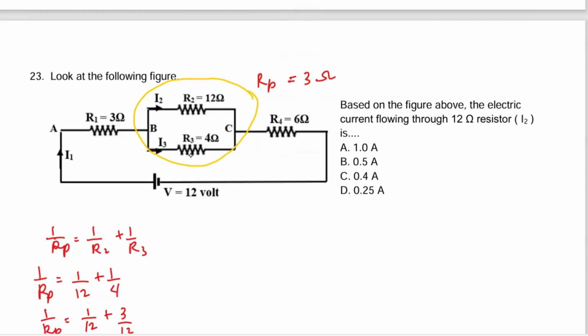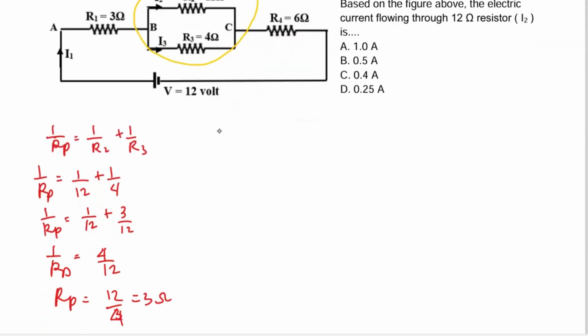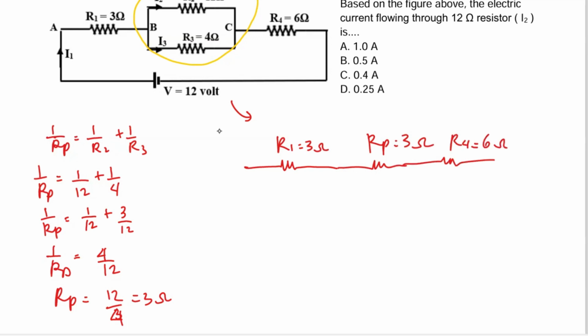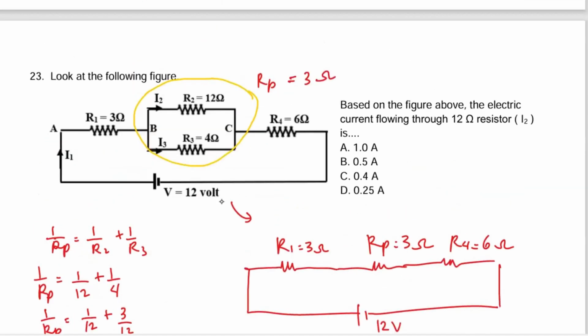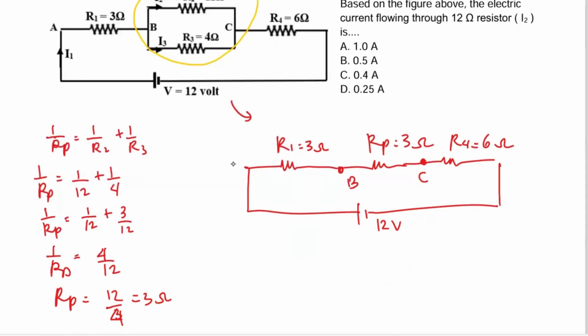After we got RP is 3 ohm, we can simplify this circuit into, okay, there is the R1, 3 ohm, and then there is the RP right here, 3 ohm. And then the last one, we have the R4, 6 ohm. And then they are connected to the 12 volt source. After this, we need to know the I, or I1. Why? Because we need to find out what is the V across this section, the BC section, right? So we need to simplify this again.